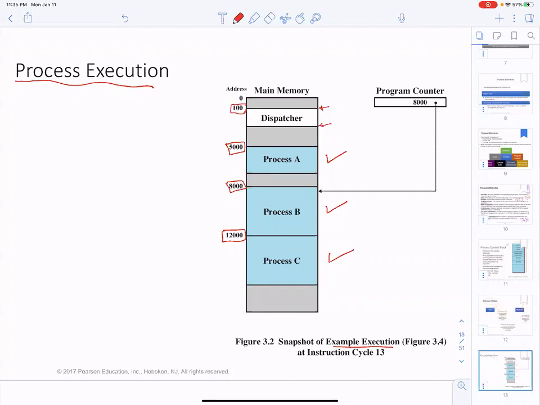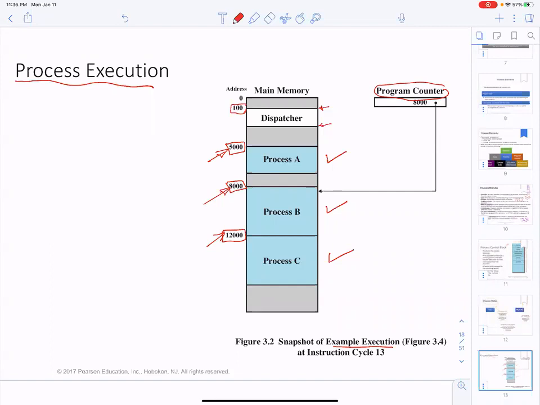In this figure, all three processes are represented by programs. We have programs that need to be executed, and they are fully loaded in the memory. And again, we can see the dispatcher, which is the small program I was referring to that is responsible for switching the processor from one process to another. Now we know the starting address of each process, and we know that the program counter will contain the address of the next instruction to be executed.